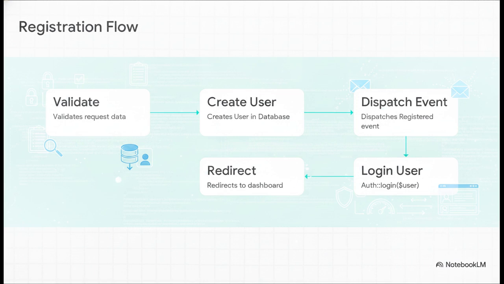First, it validates the request, ensuring the email is unique and the password rules are actually met. Second, it creates the user in the database. Third, it dispatches a Registered event. Fourth, it calls Auth::login with that user object to instantly authenticate them. And fifth, it seamlessly redirects them straight to their dashboard. Clean, fast, and incredibly efficient.